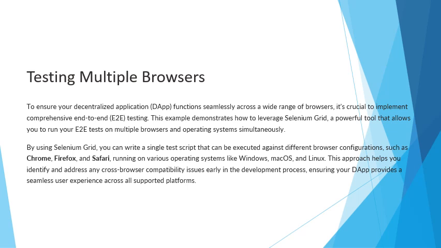To ensure that the DApp functions seamlessly across a wide range of browsers, it is crucial to implement comprehensive E2E testing. We see how to use Selenium Grid, a powerful tool that allows us to run our E2E tests on multiple browsers and operating systems simultaneously.